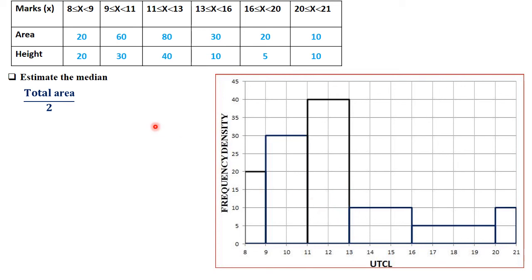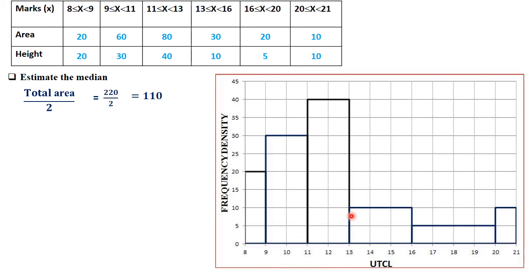Now the total area, we just add this 20 plus 60 plus 80 plus 30 plus the other areas. You just add them. They are 220. Divide by 2, you get 110. So if we can have a line drawn such that we have an area of 110 square units before that and 110 square units after that, that line will be the median line.